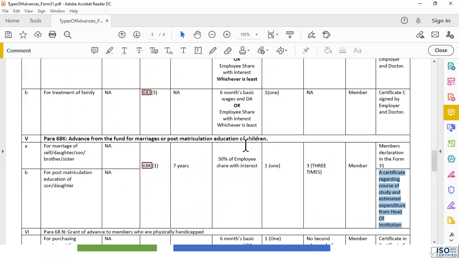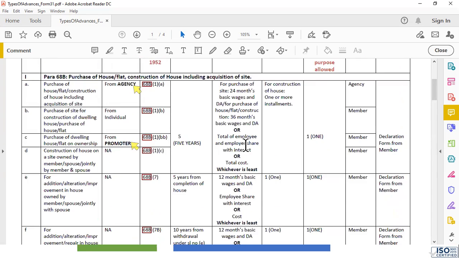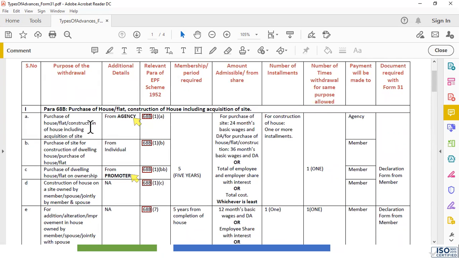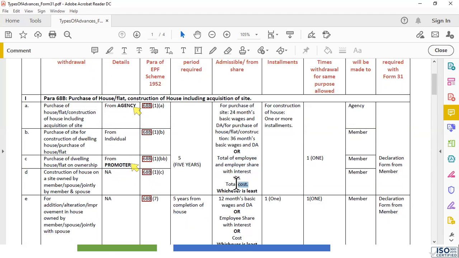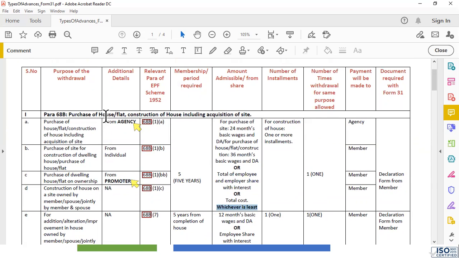And look, what would be the amount? The very first case which we have seen is purchase of house, flat, purchase of site. What is the amount which will be paid for purchase of site? 24 months basic wages and DA for purchase of house, or total of employee and employer share, or the total cost of the house or site, whichever is least. So the law is very clear. This is the purpose on which you can take.